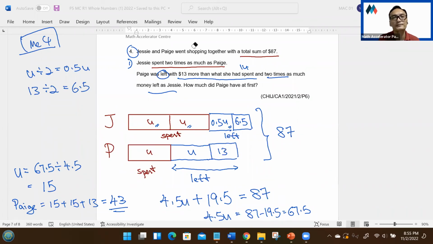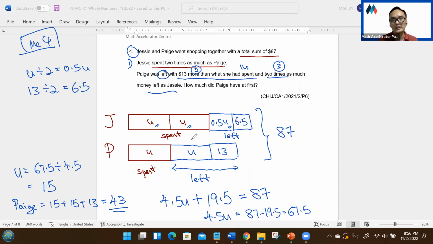Step 2. Okay, now whatever Jessie is, Paige is left with 2 times as much as what Jessie has left. Therefore, if Paige has 1 unit left, Jessie will have half unit. If Paige has $13 left, Jessie will have 6.5. So up to this part, this is step 3. Do you agree with me? Ashton, this part okay?